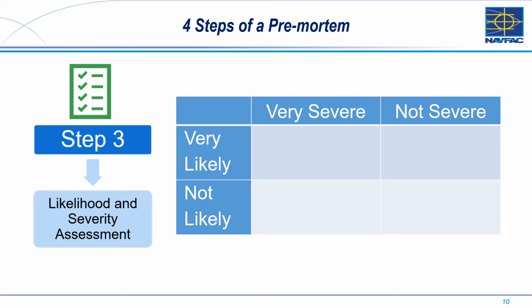How severe is the problem if it does occur? I want you to prioritize the hypothetical problems by likelihood and severity to more quickly assess which problems will need solutions or contingency plans developed first. You're now going to pause the video to categorize the likelihood and severity of the potential problems you brainstormed in step 2.